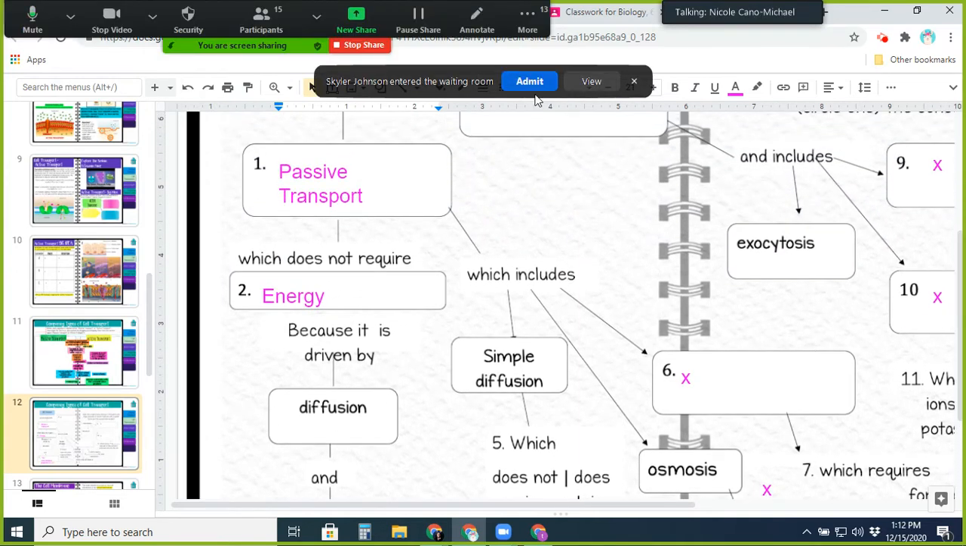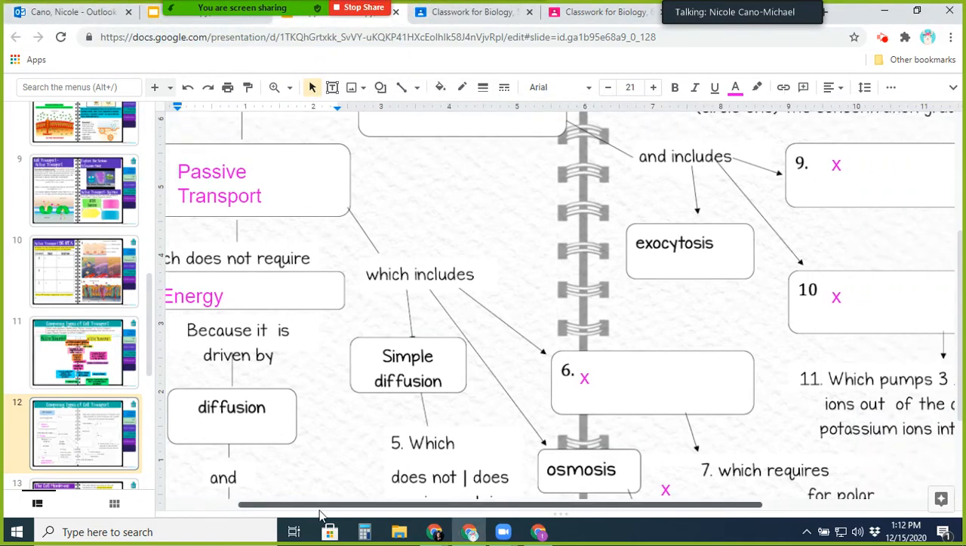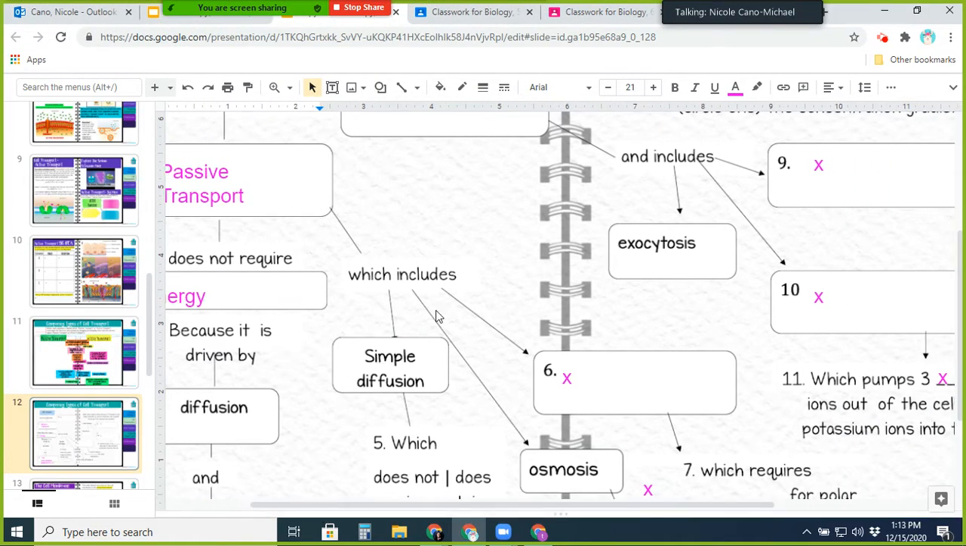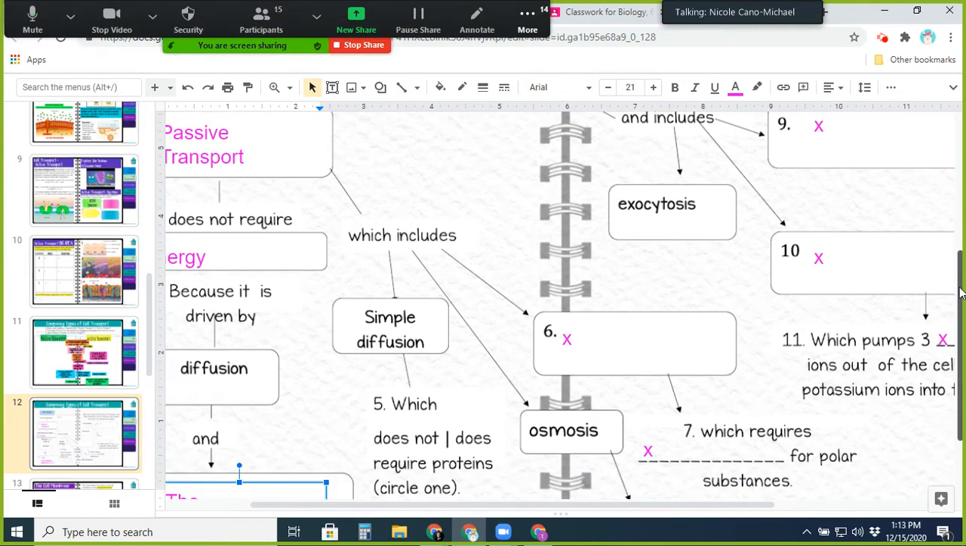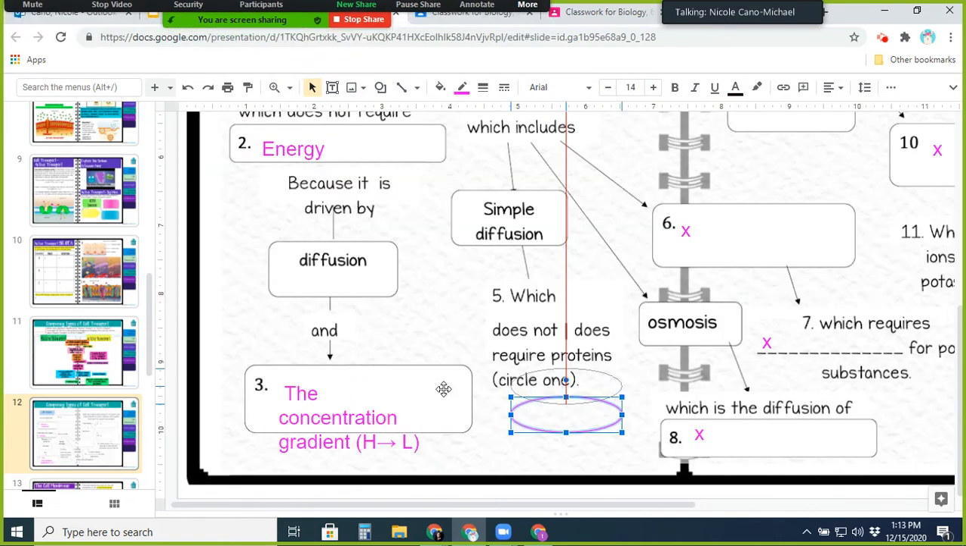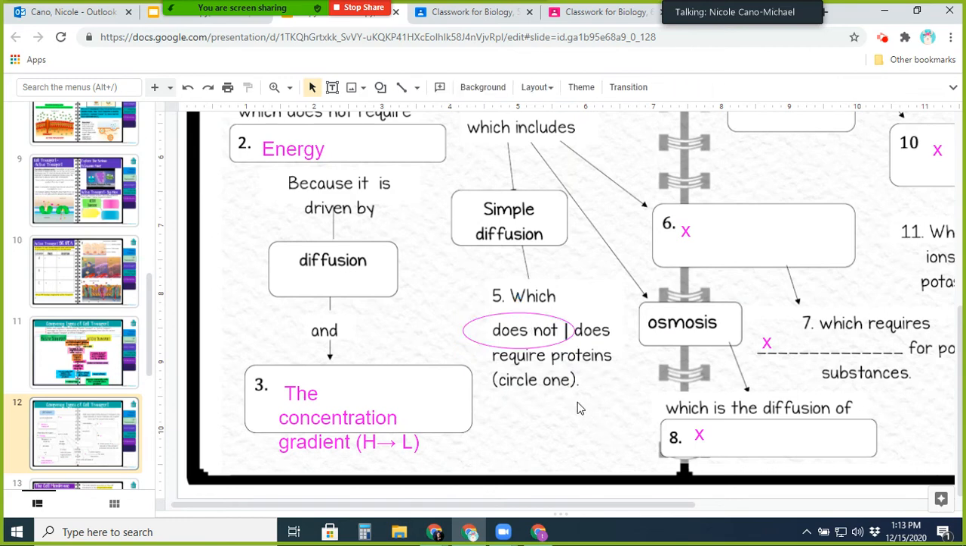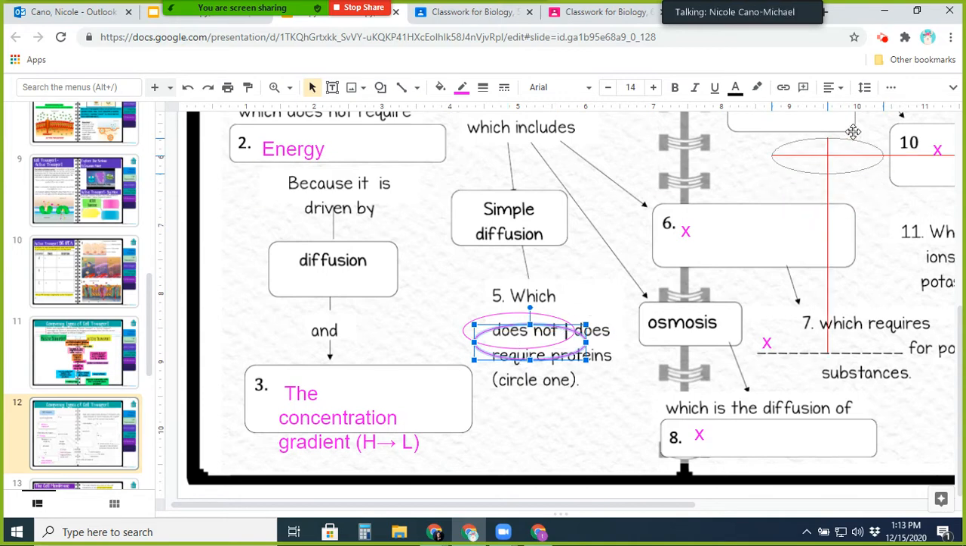Now, there are 3 types of passive transport. The first is listed right here. Passive transport can be simple diffusion. Simple diffusion is one which does not, I'm going to grab my little circle and put it over the does not, require proteins, okay? Simple diffusion, it pretty much just is stuff moving across the cell membrane. It's not a big deal.